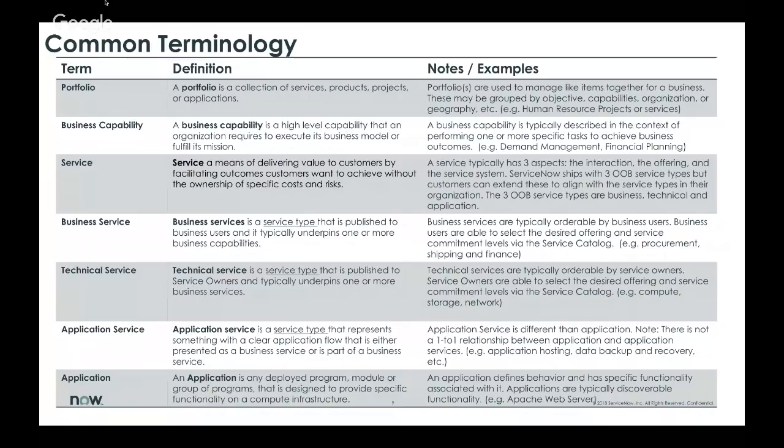So the portfolio is used to manage like terms together for a business. These may be grouped by objective, capability, organization, or geography. And then the business capability is a high-level capability that the organization requires to execute its business model or fulfill its mission. The example is a business capability is typically described in the context of performing one or more specific tasks to achieve those business outcomes. So think of demand management, financial planning, those types of examples.